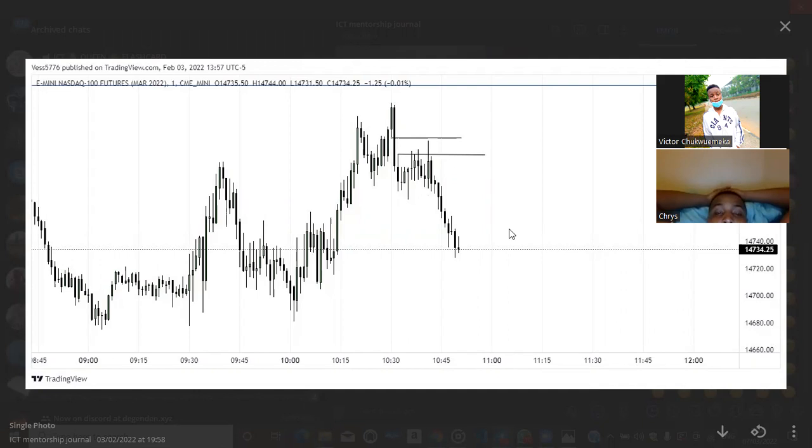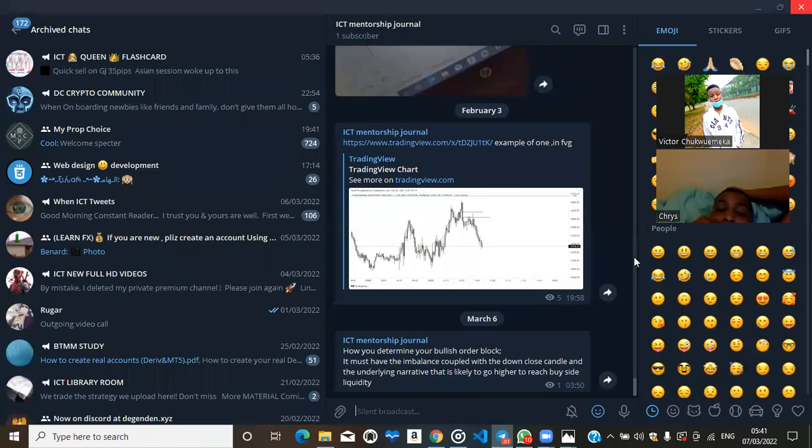This is a 1 minute chart, and you can take your entry and have your stops above this high, and you already have about 1 to 3 risk to reward on this. Let's look at some other setups I got.